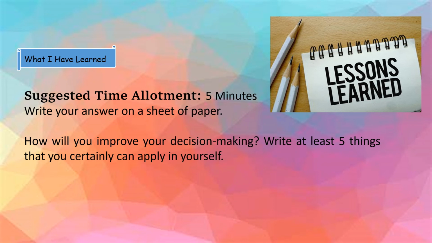Let's try this another activity. So this activity will test you on the lessons you've learned in our discussion. So write your answer on a sheet of paper. And this is the question. How will you improve your decision making? Write at least 5 things that you certainly can apply in yourself.